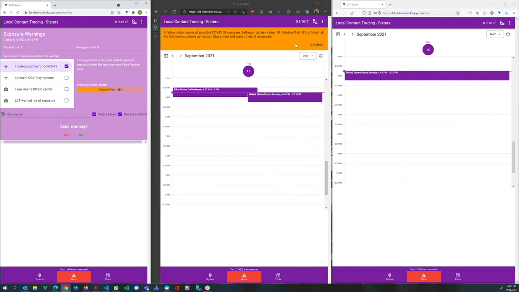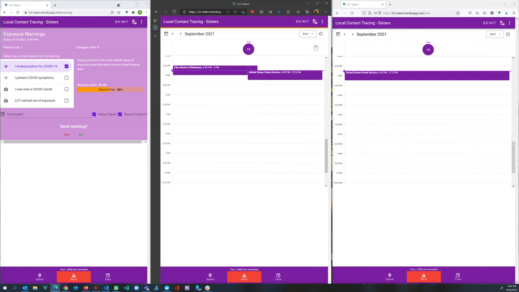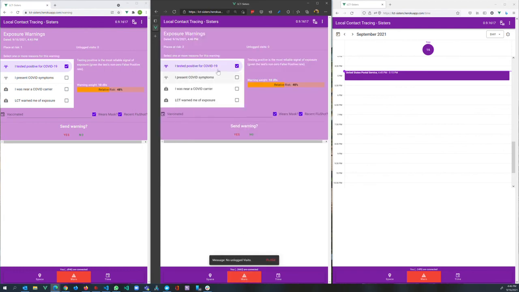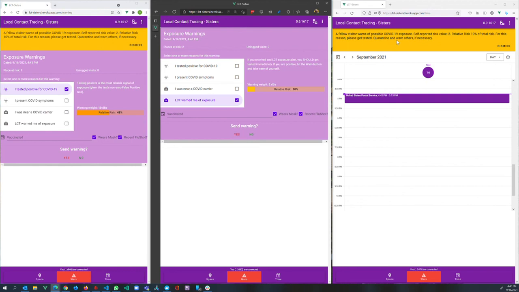All right, so this person sees this warning, and before he does anything else, he says, okay, I better warn everybody else, but I wasn't testing positive. I'm just sending a warning because I was warned. This is only a 10% risk. So I send this warning, and now the third person gets the warning because they shared the same space at the post office. The first person also gets a warning because they shared the same space at Fika.